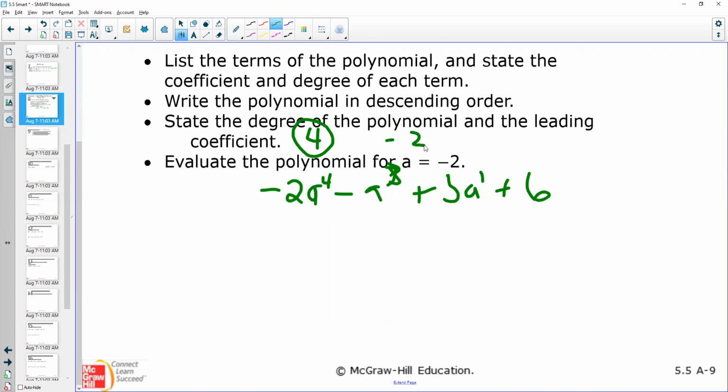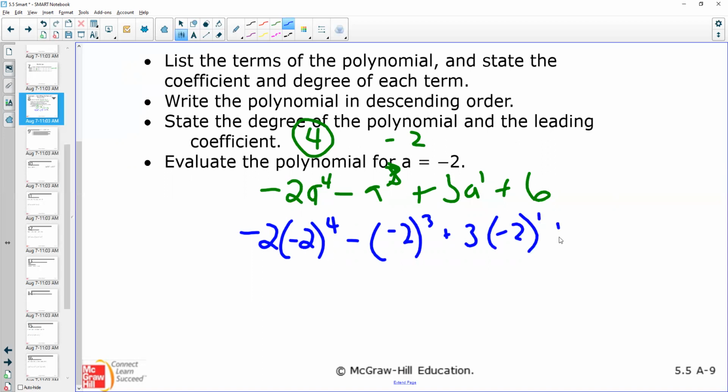And then if I want to evaluate it for -2, that means I'm going to put -2 in where I see a. So I'm going to have -2 times -2 to the 4th minus -2 to the 3rd plus 3 times -2 to the 1st power plus 6. -2 to the 4th is 16. Times -2 is -32. -2 to the 3rd is -8, minus -8 is plus 8. Let's see, 3 times -2 is -6, plus 6.